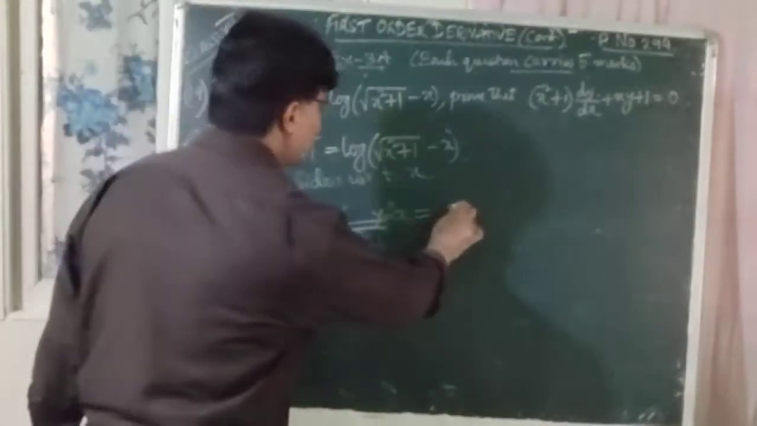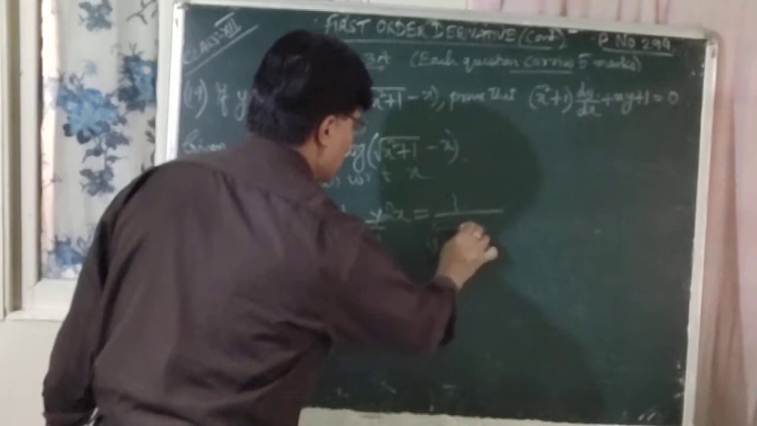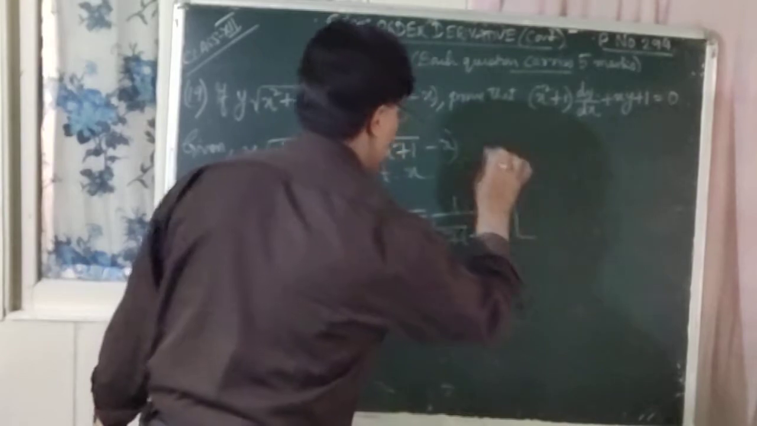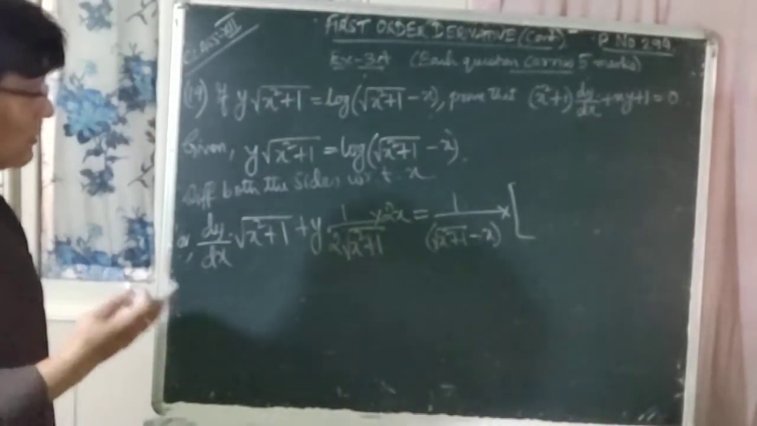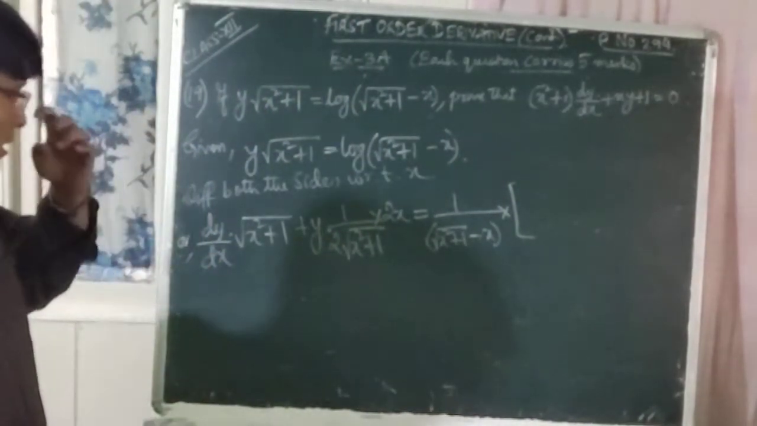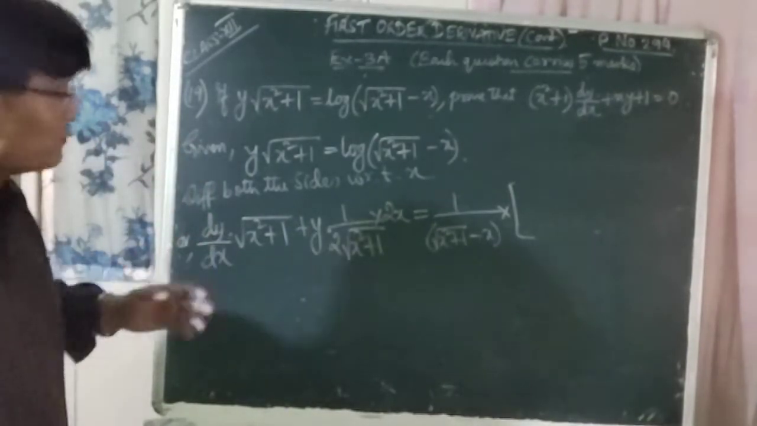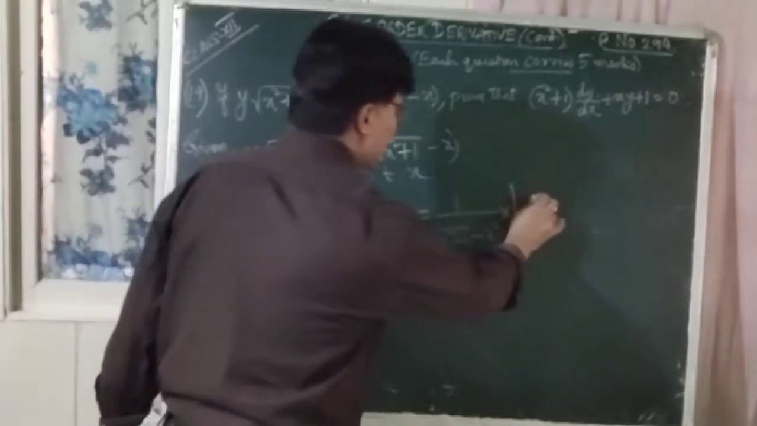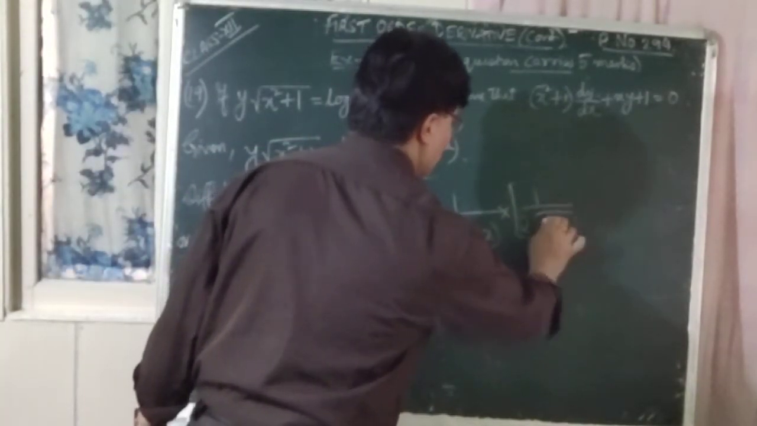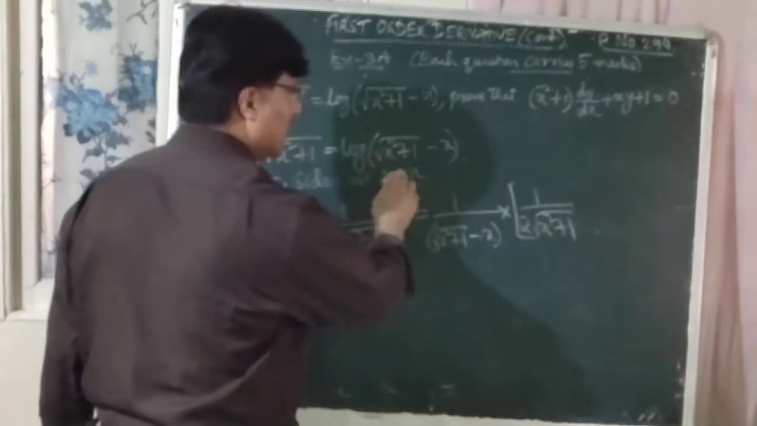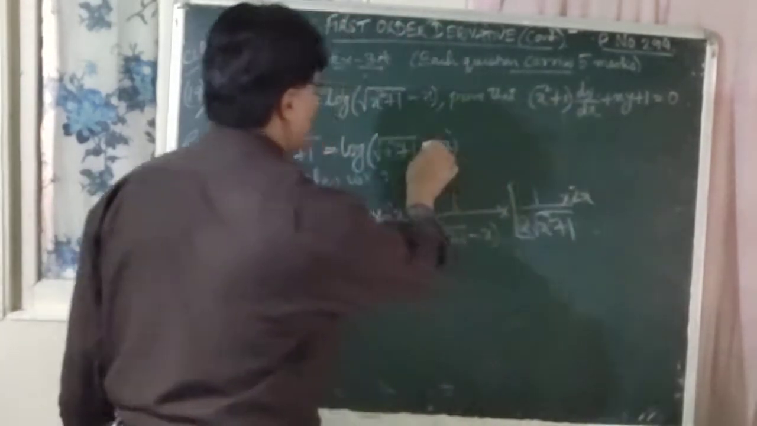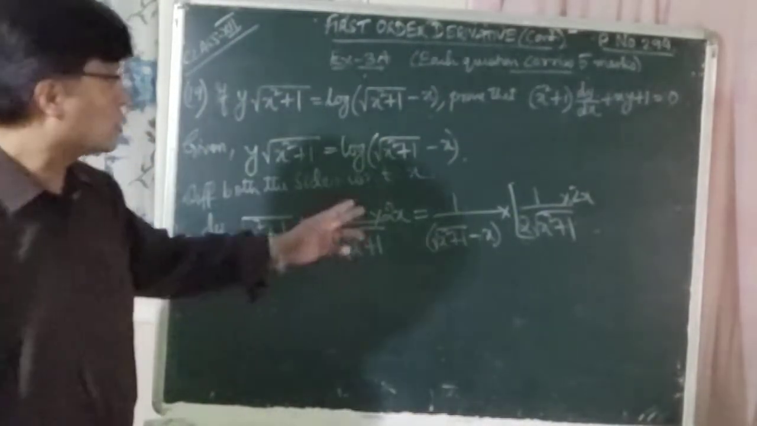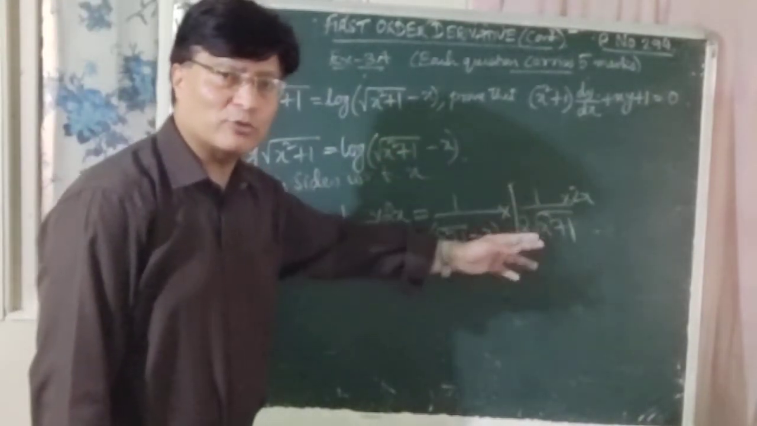What is the differentiation of log x? 1 by x, that is 1 upon root over x square plus 1 minus x, into 1 by x, into again differentiate the term which is assumed as x, that is root over x square plus 1 minus x. You should differentiate it, right? So what is the differentiation of root over x square plus 1? It is 1 by 2 root over x square plus 1 into what? 2x. Because it is in the form root over x, so x square plus 1 is assumed as x. So what is the differentiation of root over x? It is 1 by 2 root over x.